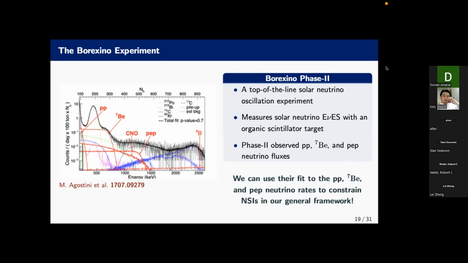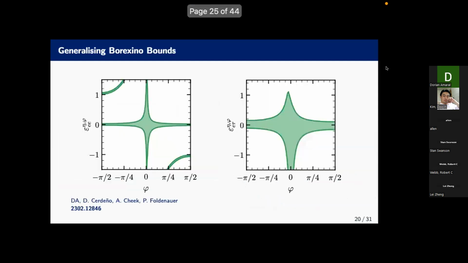And what we can do is take the phase 2 fit of the PP, beryllium 7, and PEP rates to play the same game. So we're doing exactly the same thing. We're looking at how their bounds, which might usually be quoted at phi 0 or phi plus or minus pi over 2, corresponding to either only proton interactions or only electron interactions, vary as we change phi. So we do that and we find this.